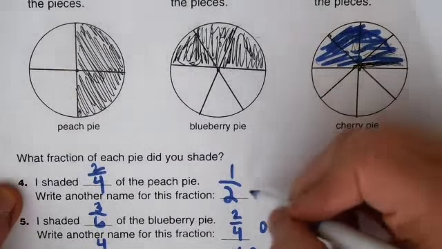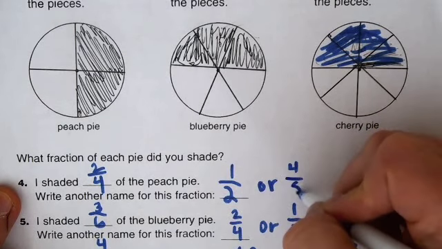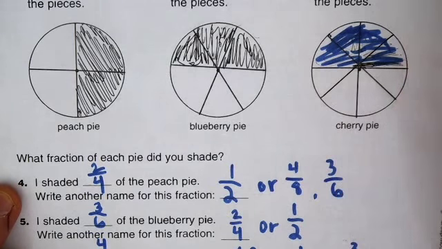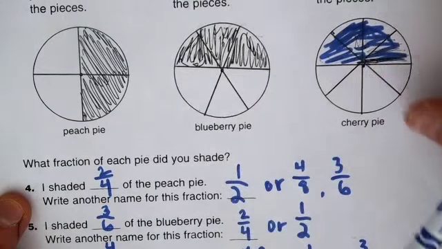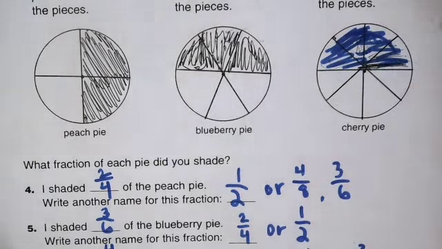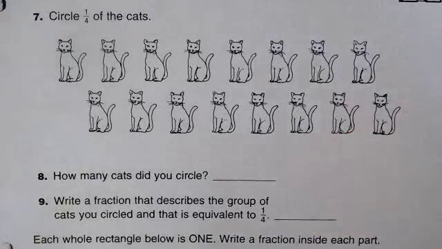And up here for number 4, I could name it 1/2, or I could name it 4/8. I could name it 3/6. Okay, all of these we could say are equal to each other because it's the same amount. It's not the number of pieces that we shaded, which are all different, but it's the amount that we shaded. Then there's a second page to this home link. It's right here. And so for problem number 7, it says to circle 1/4 of the cats.